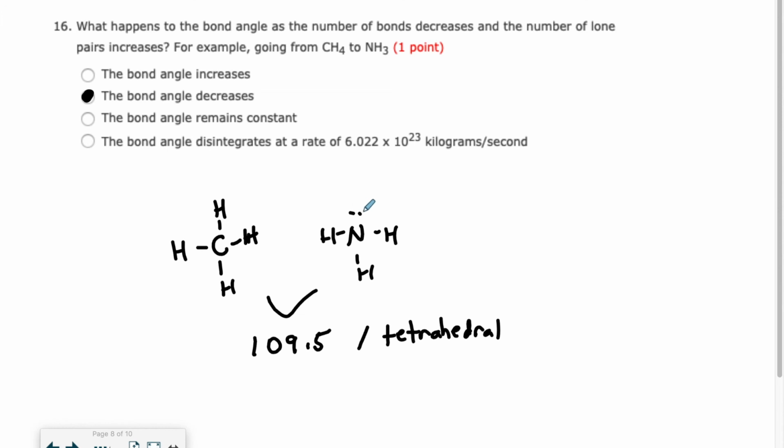As I increase the number of lone pairs, which are replacing the bonds which are there, the angle is actually going to decrease. So this NH3 would really have a bond angle of 107. Now, you do not have to know the actual numbers, but you do have to know that as you replace bonds with lone pairs, the angle is going to get smaller.